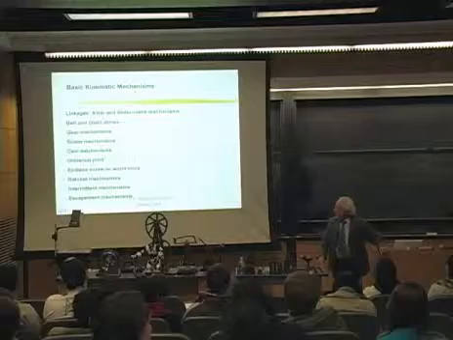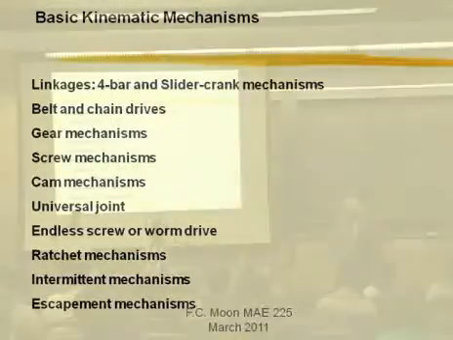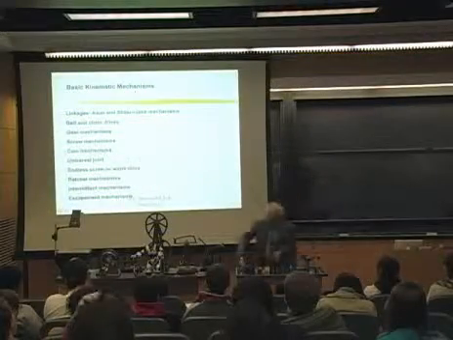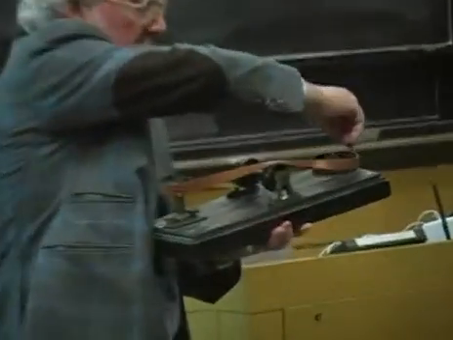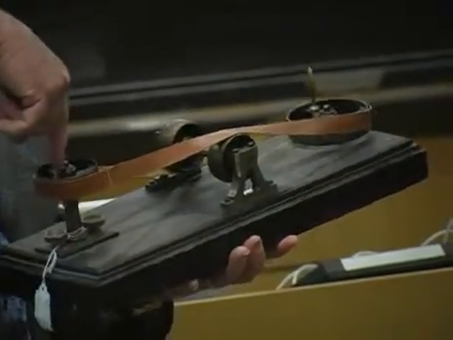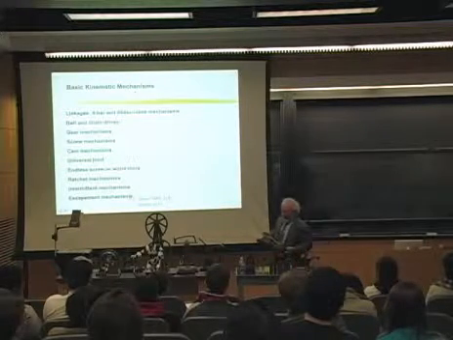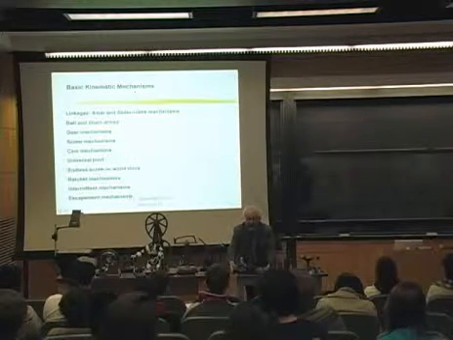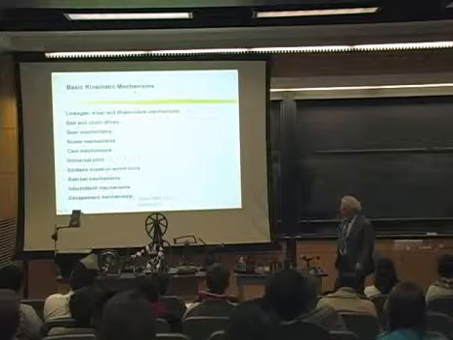But the dozen or so I have here, first of all, the basic linkages, the four-bar, the slider crank, belt and chain drives. Here's a simple belt drive, where we have motion about here, and it's creating a motion about this here. So we're transmitting motion from here to here, and you could do that with chains. Some of that is in your automobile, and we have screw mechanisms.